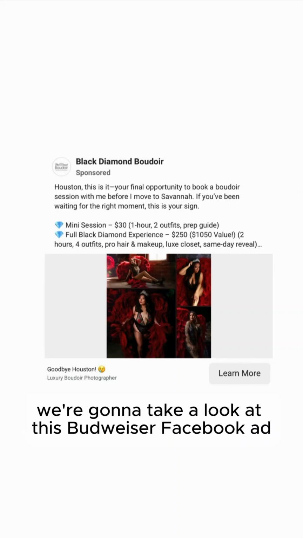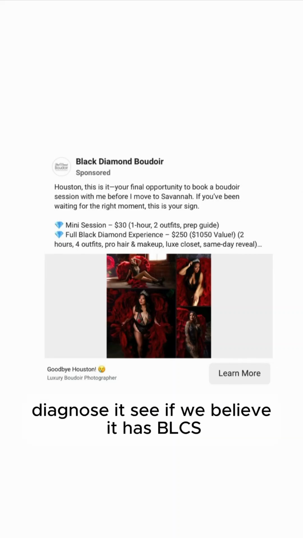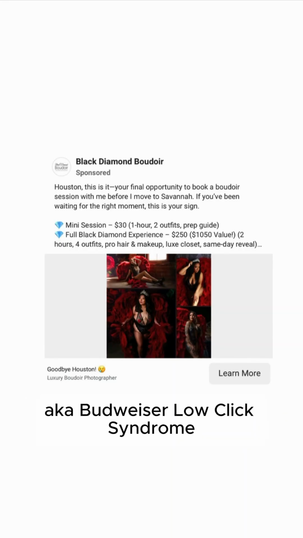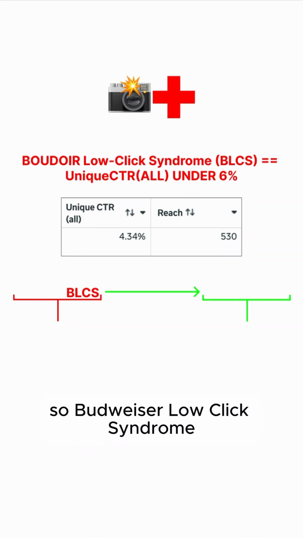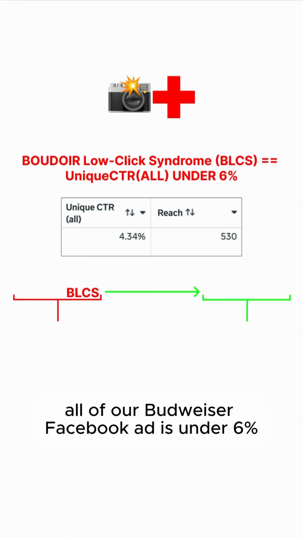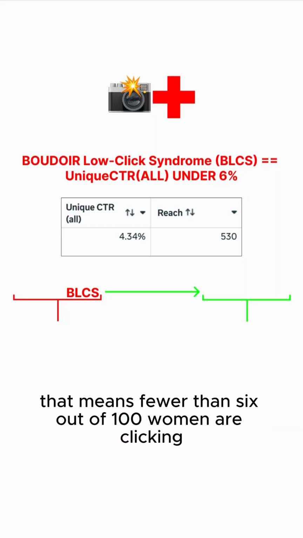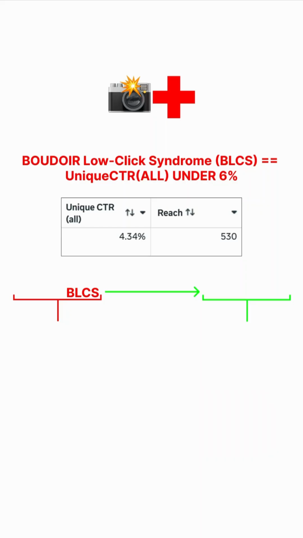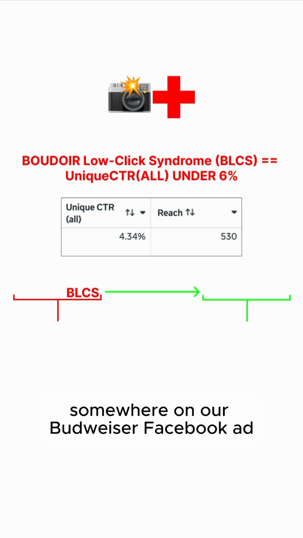All right, y'all, we're going to take a look at this Boudoir Facebook ad, diagnose it, see if we believe it has BLCS, aka Boudoir low click syndrome. Boudoir low click syndrome, aka BLCS, is when the unique CTR on our Boudoir Facebook ad is under 6%. That means fewer than 6 out of 100 women are clicking somewhere on our Boudoir Facebook ad.